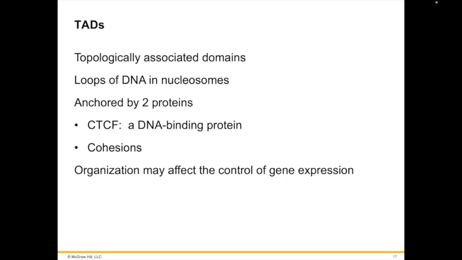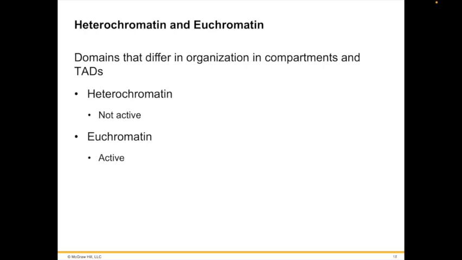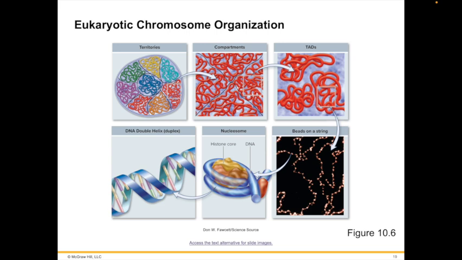Geneticists have recognized for years, though, that domains of chromatin called heterochromatin were not active, and other domains of chromatin called euchromatin are active. These names originally were based on the staining patterns seen in the light microscope, but it now appears that this may extend to the kinds of organization found in the compartments of topologically associated domains, with some being more condensed and inactive, and others more open and active. So there you have it.